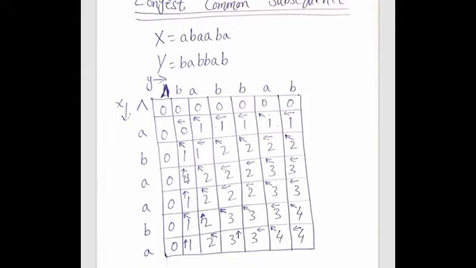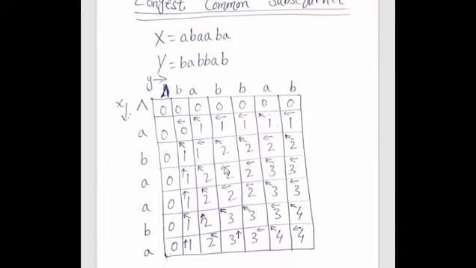A with A, match is found. Add 1 into the diagonal. 1 plus 1 equal to 2. A with B, they do not match. Go one row back and one column back, take the maximum one, both are 2. Either take this value or this value, that does not matter. So I have taken this value, I will write 2 and point the arrow towards the left.